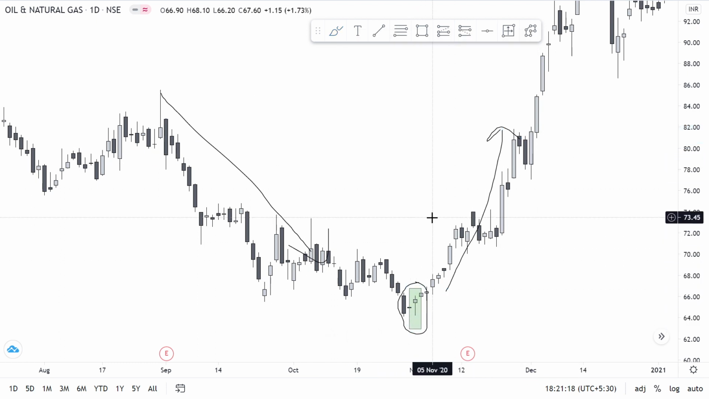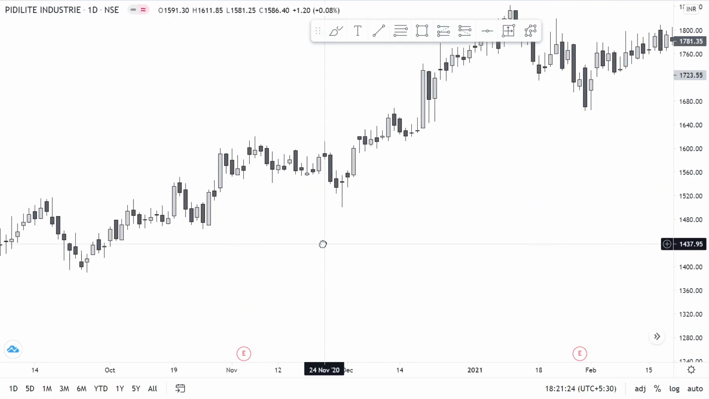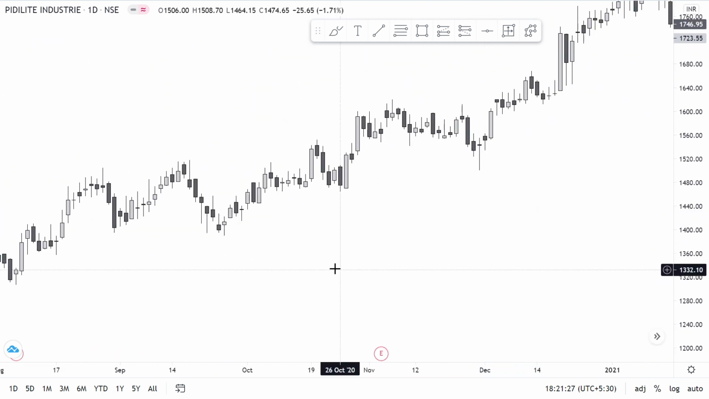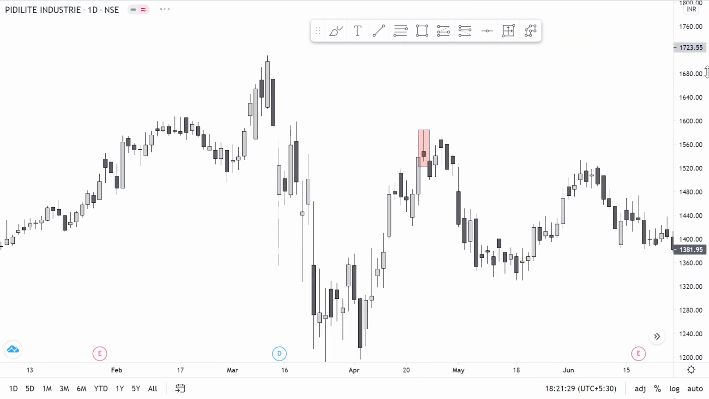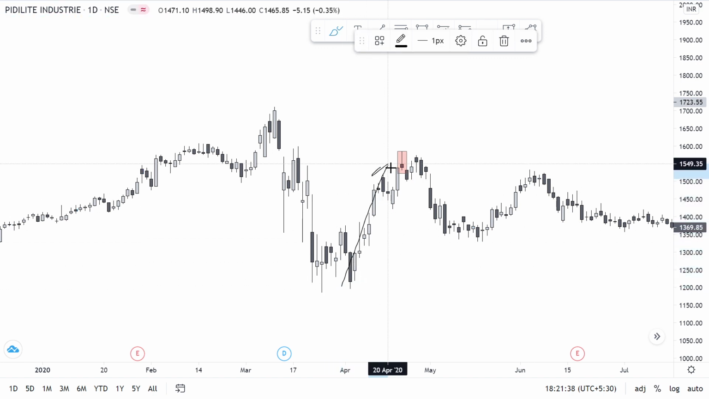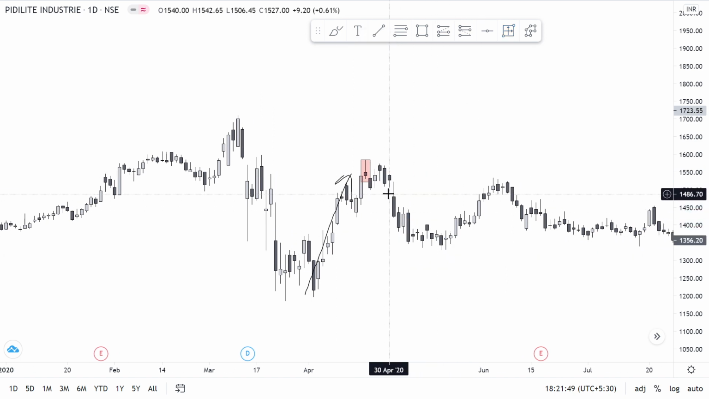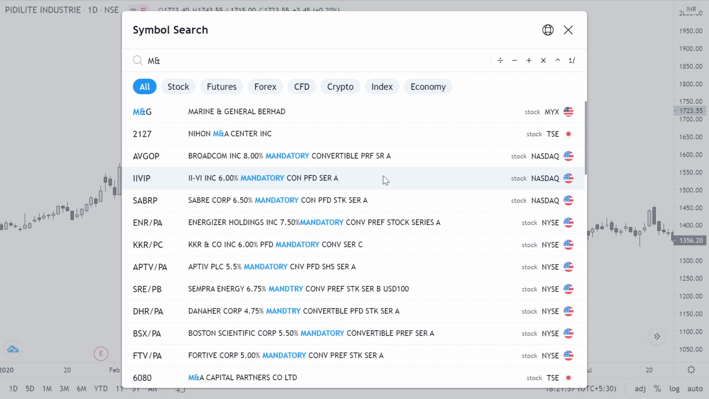Now for another example, of a shooting star, we can look at Pidilite Industries. Here you can observe a shooting star on the 23rd of April. Price was in a short-term uptrend. You saw a shooting star at the highest point, at the peak, and after the shooting star, price dropped by 13%. So this was another bearish reversal. These are the single candlestick patterns which we were talking about.